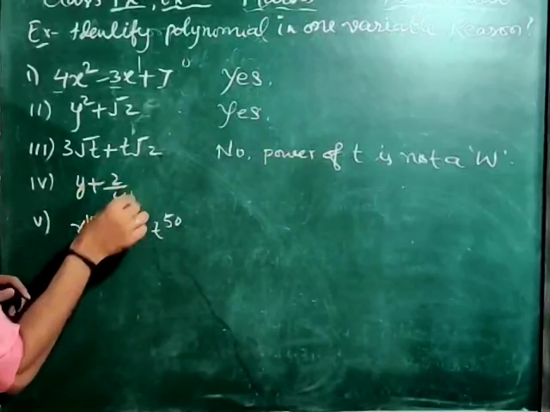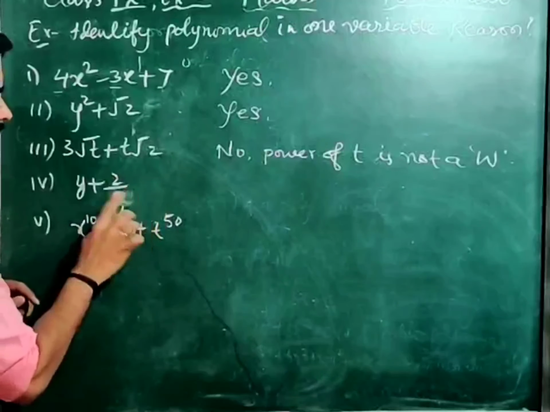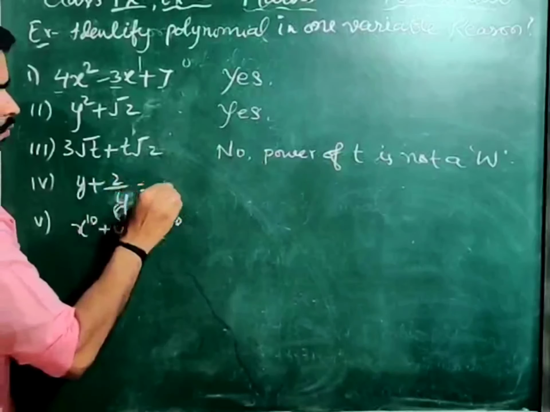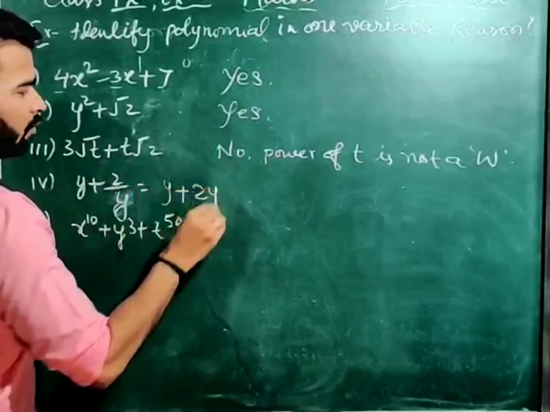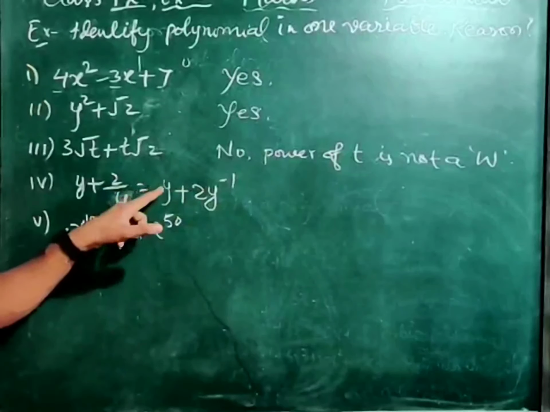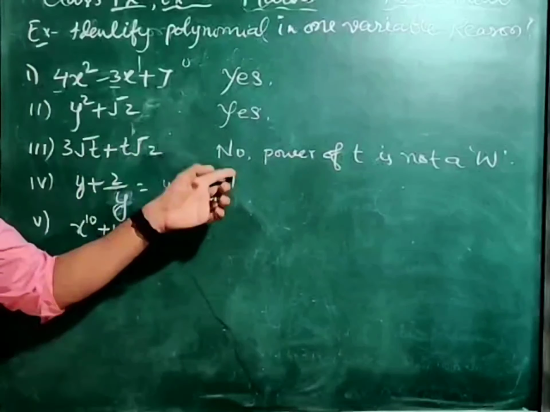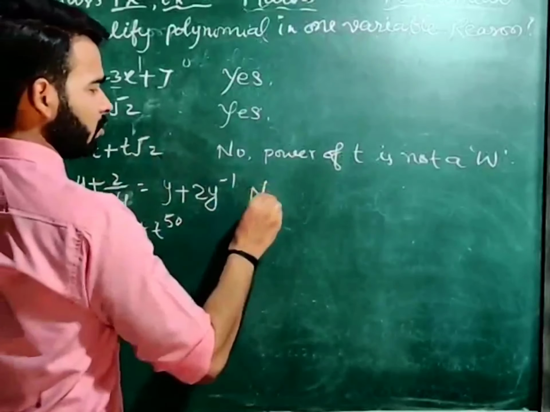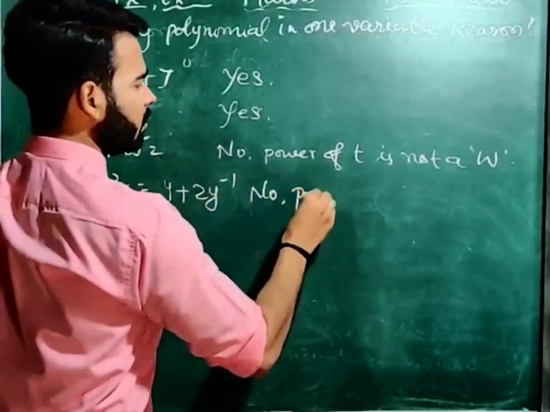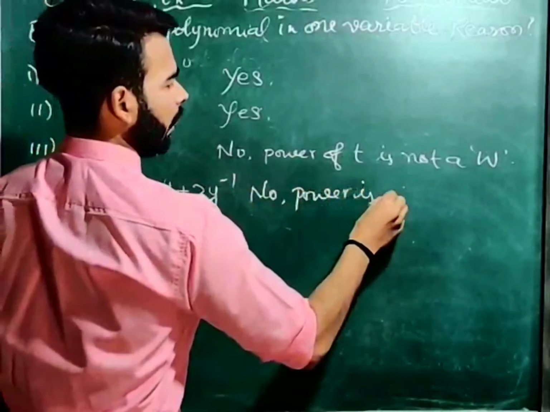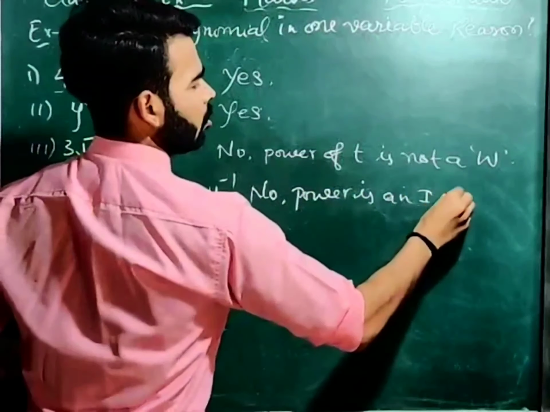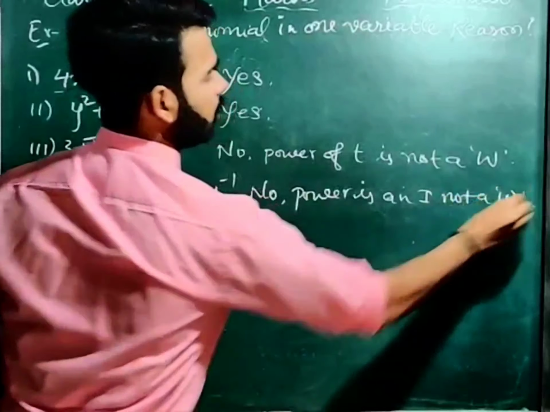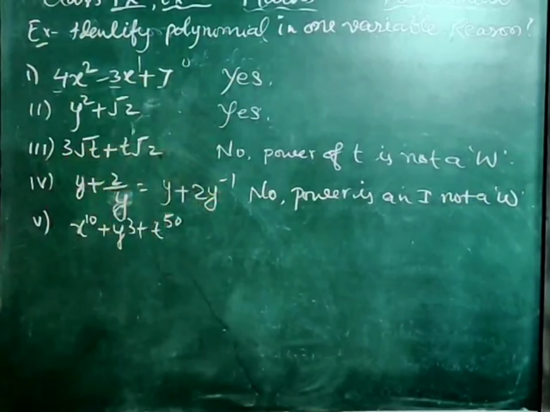So y to the power 1 is there. When you change it, you will write it y plus 2y to the power minus 1. Y to the power 1 is there, but y to the power minus 1. Minus 1 is a negative integer. So here also it is not a polynomial, because the power is an integer, not a whole number. Here also the power is an integer, not a whole number.